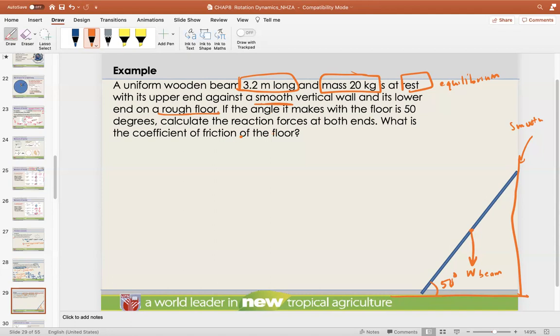What is the coefficient of friction of the floor? Okay, so we already know that our weight force is here. Do I have a reaction force over here? Do I?